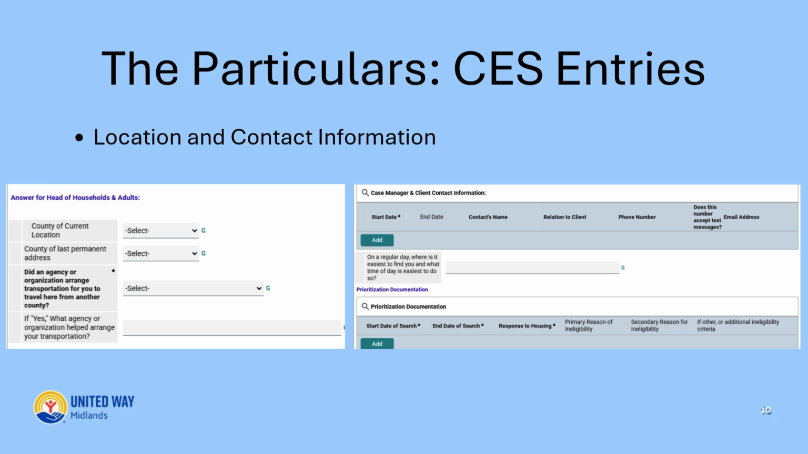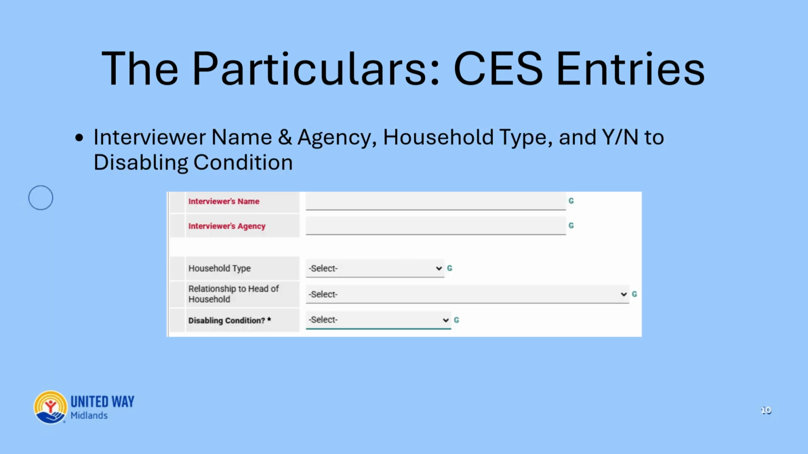There's a spot for case manager and client contact information, as well as where they can be located on a given day, as well as a spot for when you start the housing search process for them to enroll them into services. We have interviewer name and agency, so we know who's filling out the CS entry. Household types, that'll be individual, family, and then relationship to head of household for the person you're doing this with, as well as yes, no to disabling condition.